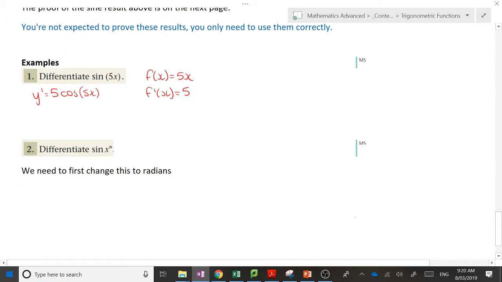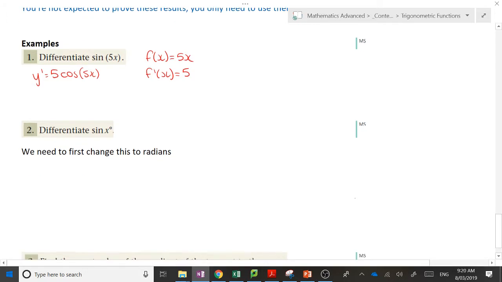So here, differentiate sine x in degrees. Now, we cannot differentiate in degrees. We have to differentiate in radians. So the first thing I need to do is change it to radians. So I actually have y equals sine of x times pi over 180.